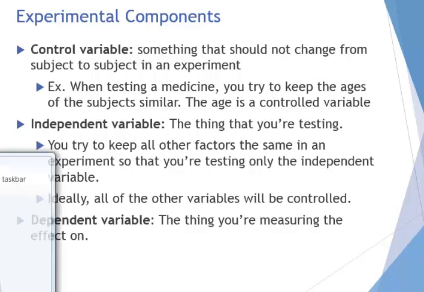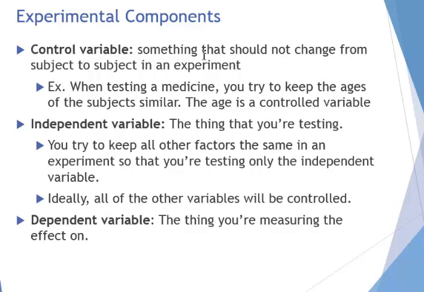The dependent variable, on the other hand, is the effect that you're testing. For example, in my example, where the independent variable is the thickness of the coat that you're wearing, the dependent variable is how warm you are. My hypothesis was that a heavier coat is going to make me warmer, so therefore the independent variable is the coat, or how thick the coat is, and the dependent variable is what the effect is in terms of keeping the person warm.